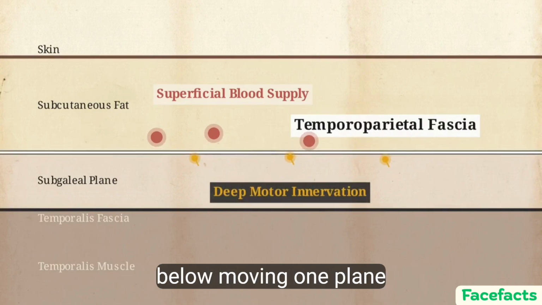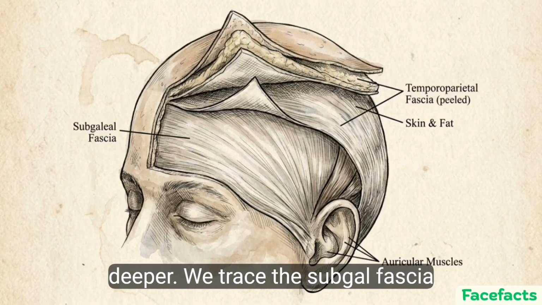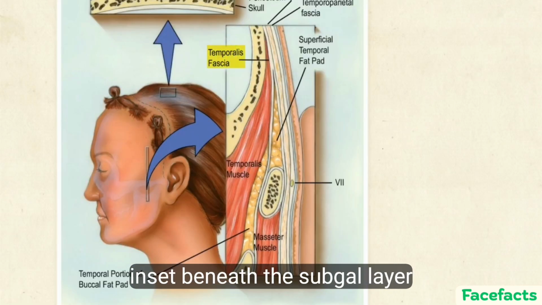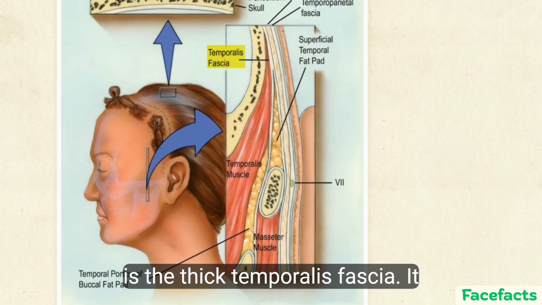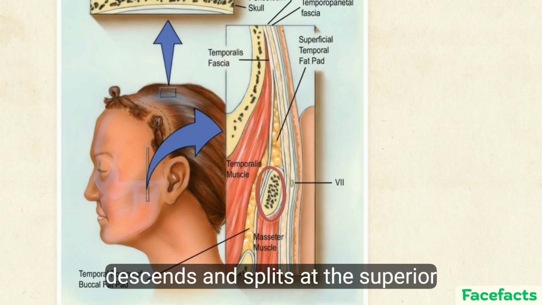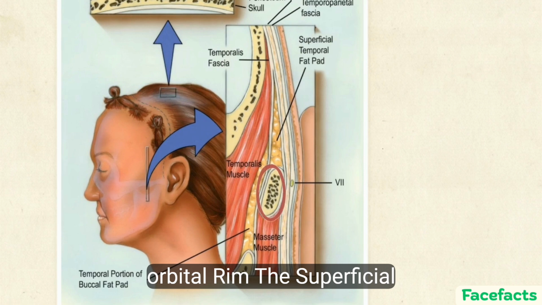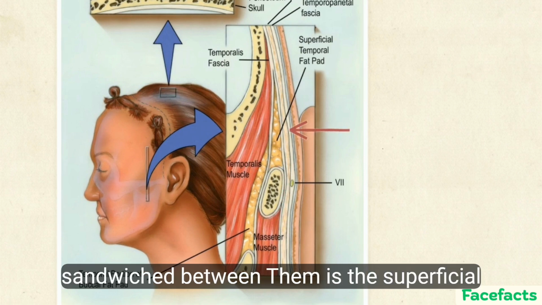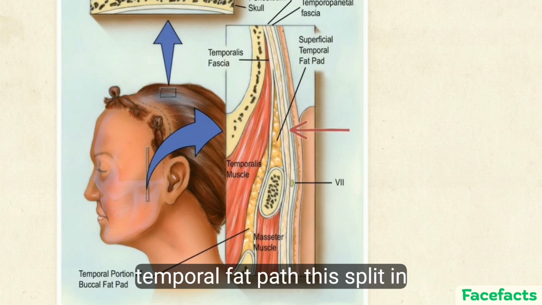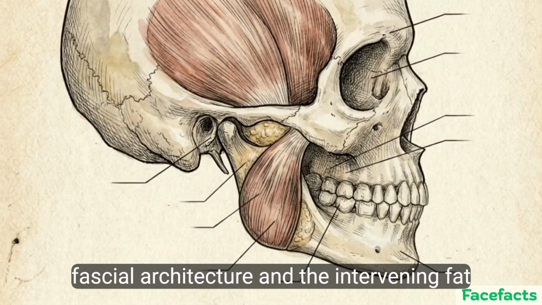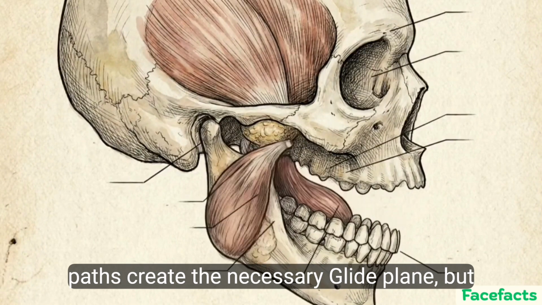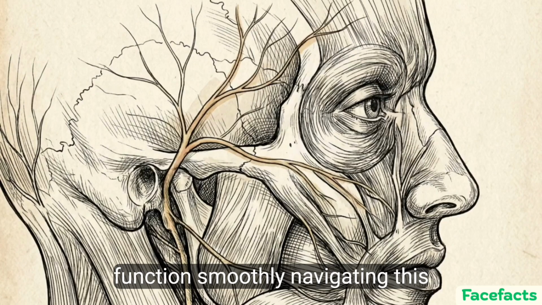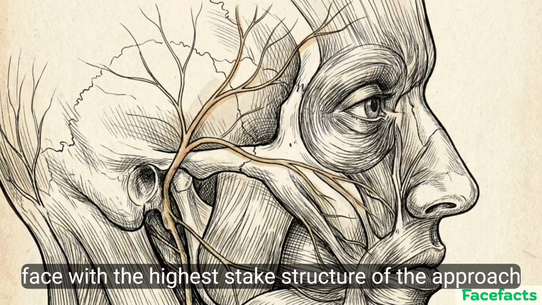Moving one plane deeper, we trace the subgaleal fascia as it continues laterally from the midline. Looking at the right inset, beneath the subgaleal layer is the thick temporalis fascia. It descends and splits at the superior orbital rim. The superficial layer attaches to the zygomatic arch, the deep layer medially. Sandwiched between them is the superficial temporal fat pad. This splitting fascial architecture and the intervening fat pads create the necessary glide plane that allows the underlying muscles of mastication to function smoothly.